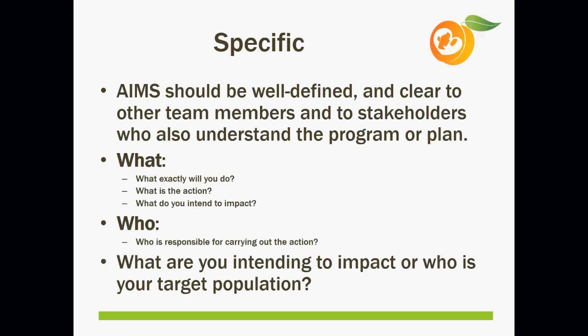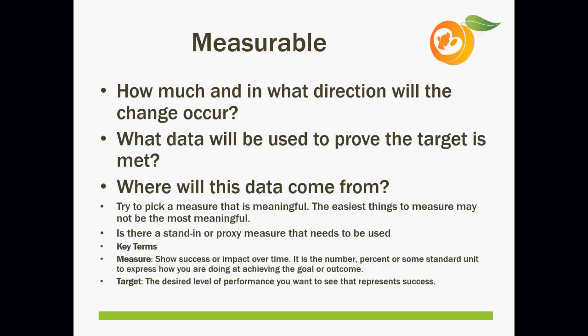So what do I mean by specific aims? So aims should be well-defined and clear so that everyone who reads it knows exactly what it is you want to do. So what is it you want to do? What is the action that's going to be taken? What do you intend to impact? Who is going to be taking out this action? Who is going to be responsible for carrying out the action? So what are you intending to impact, and who is your target population, and who is going to be doing the things, taking the action that you're putting forward?